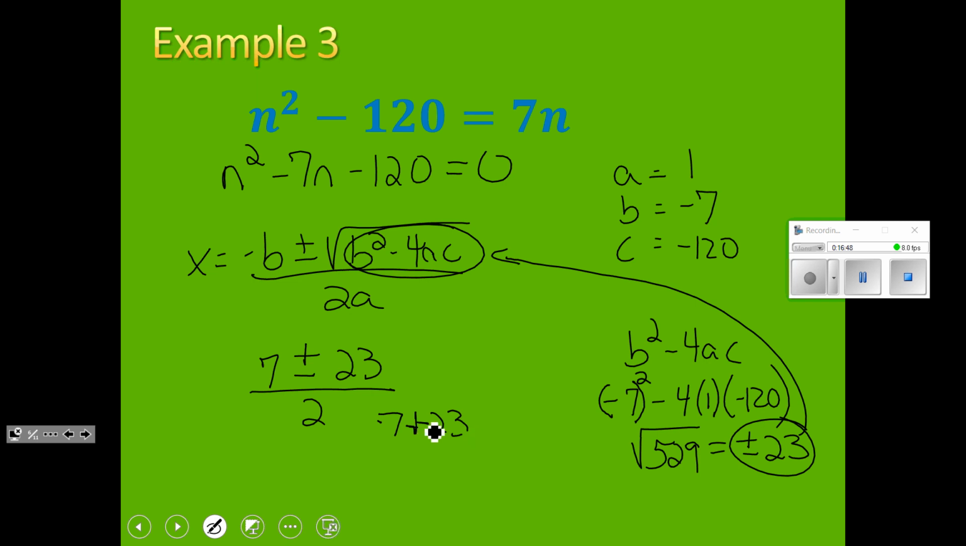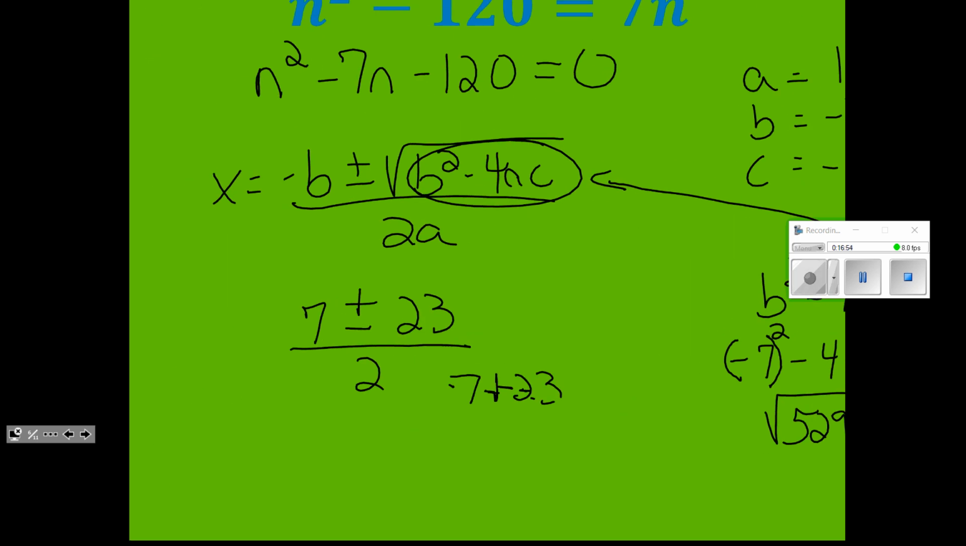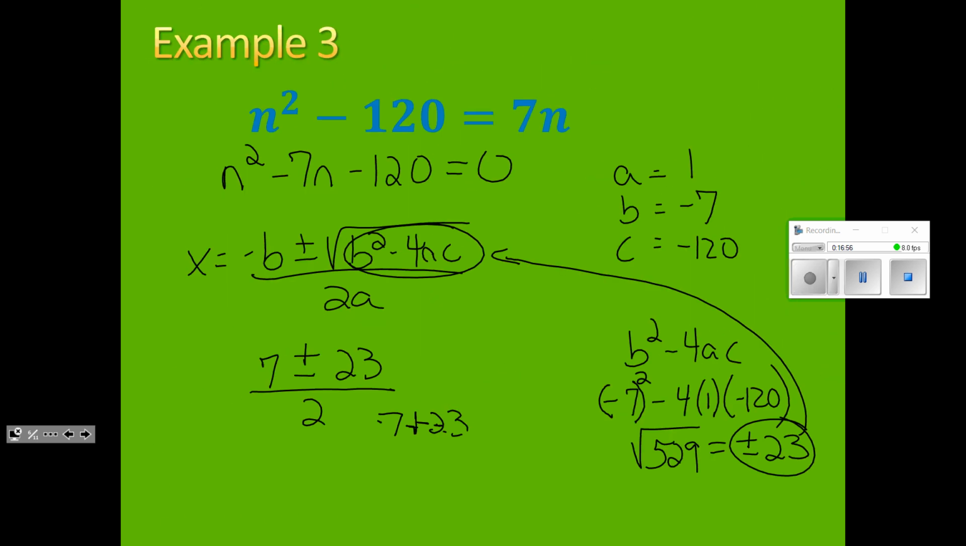So you could do 7 plus 23 divided by 2. My board's not wanting to write. Let's see if we can fix this. There we go. 7 plus 23 is going to end up being 30 divided by 2, which would be 15. And I think we got that answer.